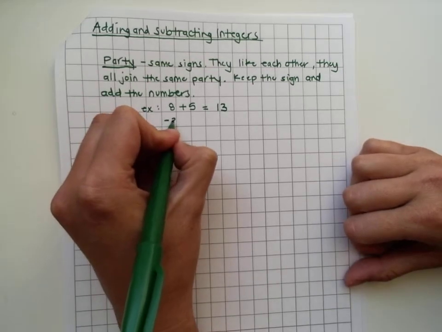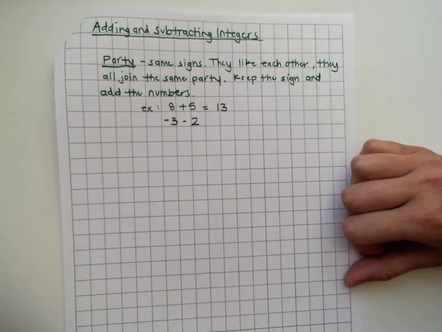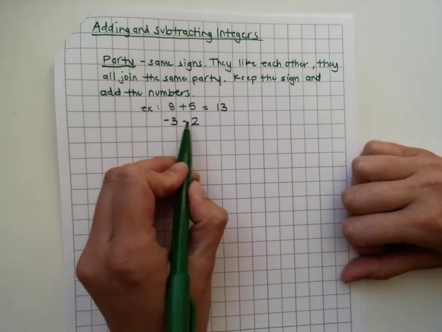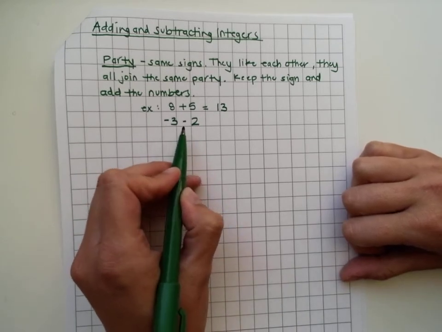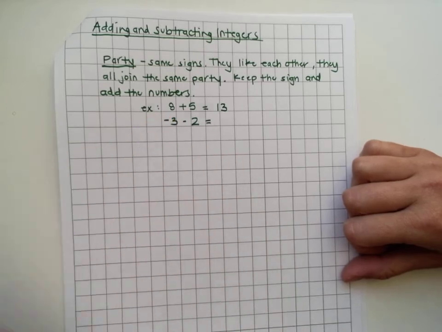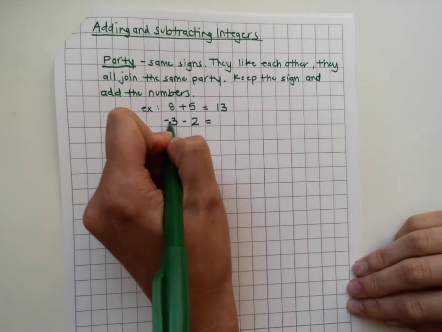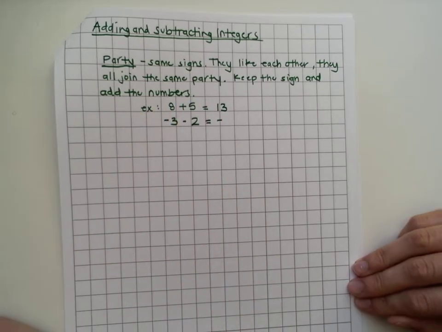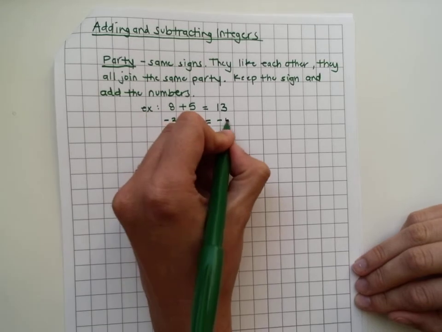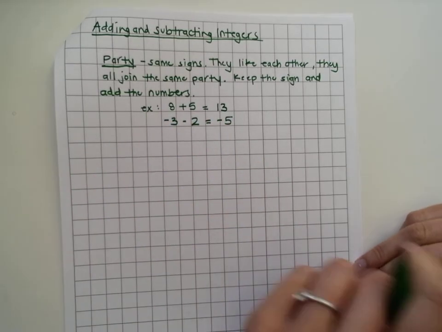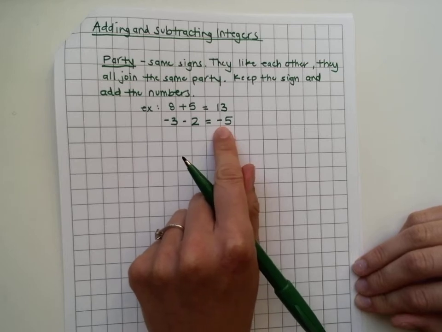Let's do another example. -3 minus 2. These numbers are going to party because the 3 is negative and the 2 is negative. So they like each other, they get along, they all join the same group. So you're going to keep the sign since they're both negatives, their group's still negative. And then we just add the numbers. So 3 plus 2 is 5, which means -3 minus 2 is equal to -5.